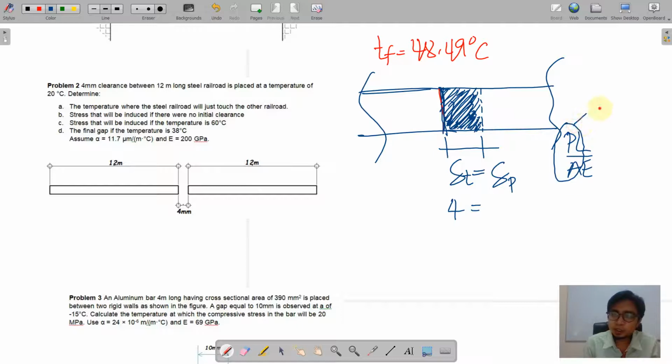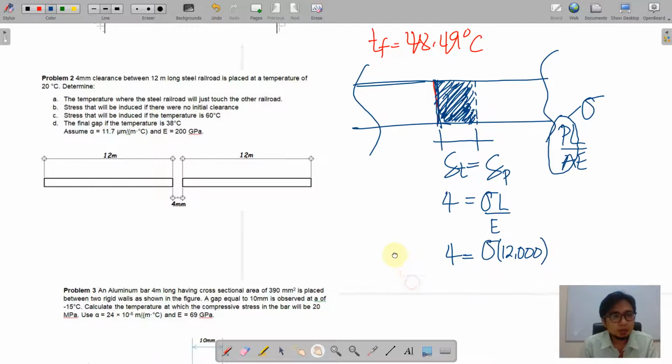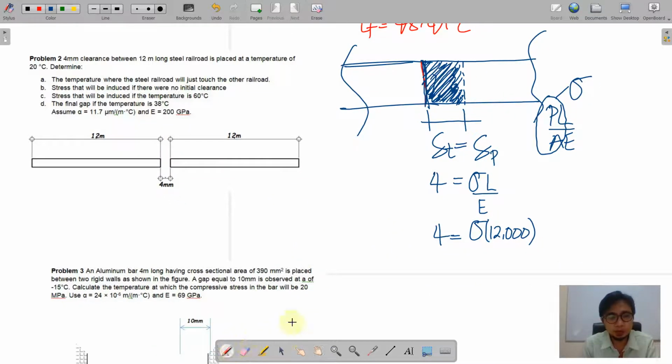Stress nga kinukuha natin, so just express that in terms of stress. So sigma L all over E. Okay? So we just substitute. So we are trying to look into the sigma here. So we'll just substitute 12,000 here and the Young's modulus of elasticity. So it is assumed to be 200 gigapascal, or that is 200,000 megapascals.